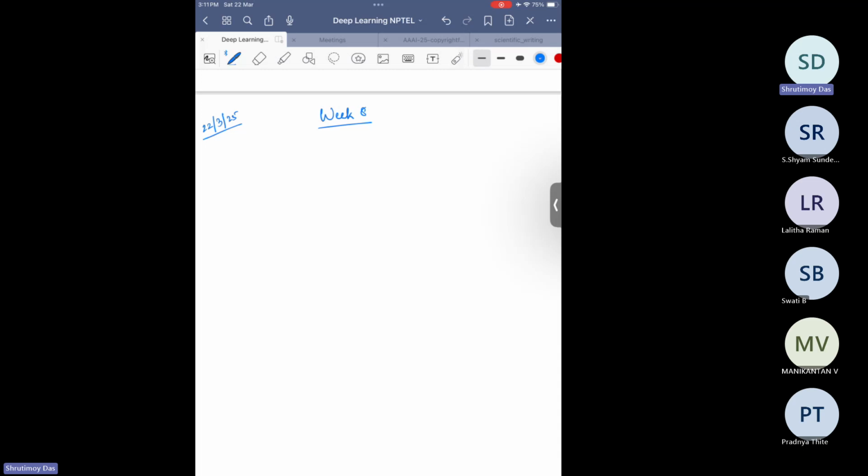Suppose we are given a matrix A that is n cross n. We can write U sigma V transpose, where U becomes n cross k, sigma becomes k cross k, and V transpose becomes k cross n. We can also write this as a summation of sigma 1 u1 v1 transpose and so on.